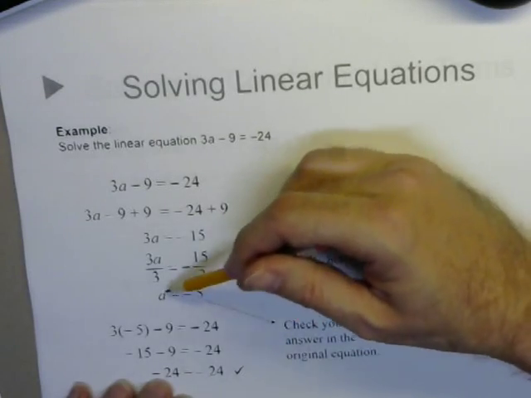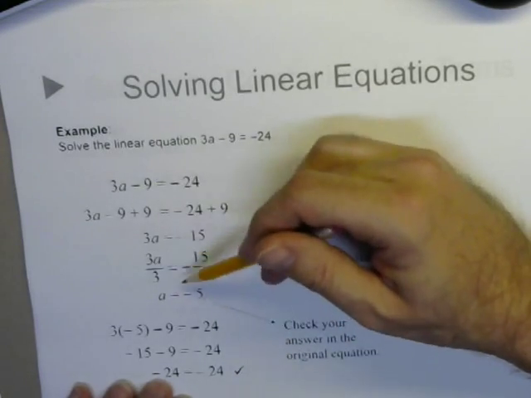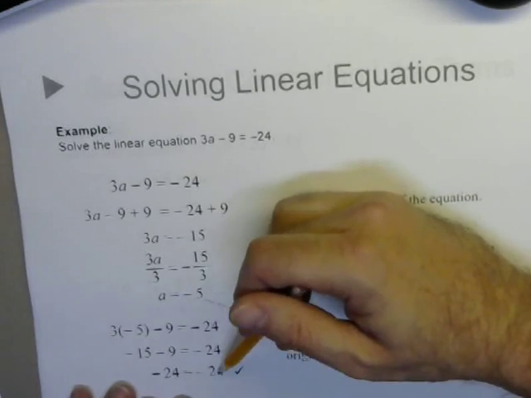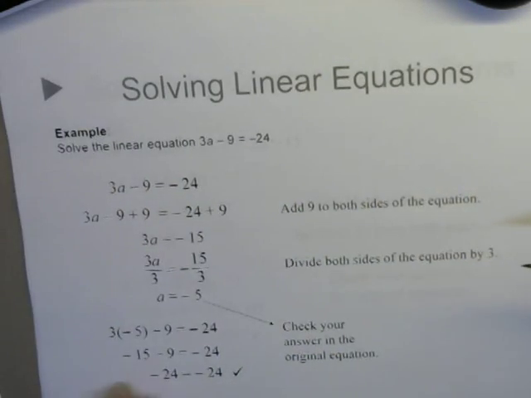And then if you have time on the exam, check your answer, right? Plug -5 in for a, and you will see that you do get -24 on both sides, so that does work out.